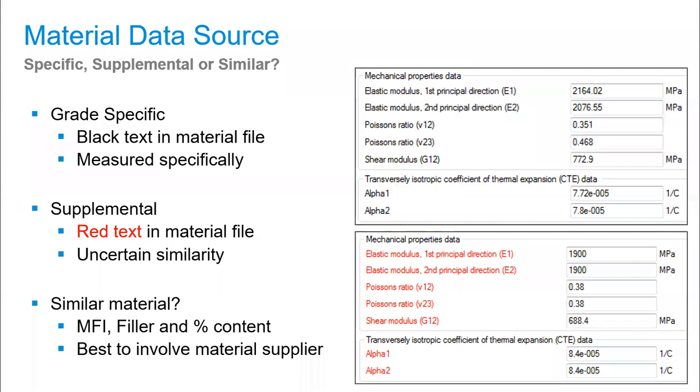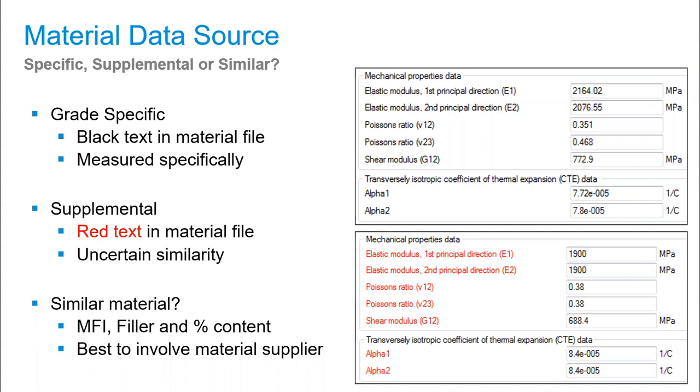When you go into a material, if you see grade specific information, it typically will have this black text. So we kind of see that up at the top here. The elastic modulus, Poisson, shear modulus, and our CTEs, our coefficients of thermal expansion are all in black text. And that's an indicator to us visually that that has been measured. Those mechanicals, the plaques have been produced. We've cut the samples out of the plaque, and then we've actually pulled those apart in this case because these are tensile properties. And we've done that with multiple samples and then averaged those and put those into the database.